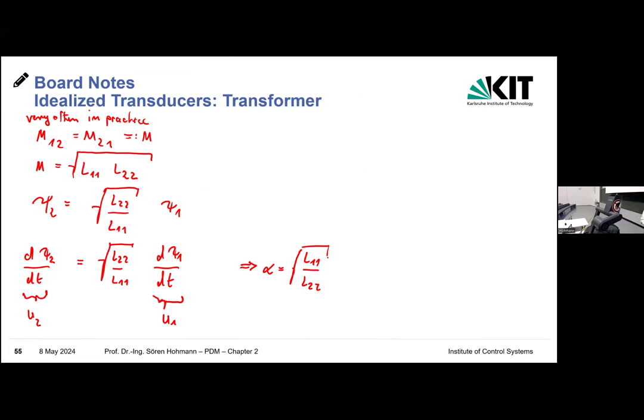Now let's have a look whether it applies also for the currents. And therefore, I need the next slide, hopefully. Yes, I just wait until you took your notes. Okay, so next, let's write down I2 is the negative of, just inserting the equations I did.